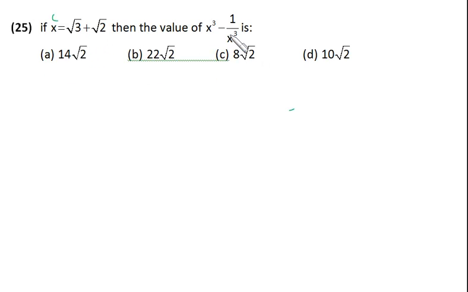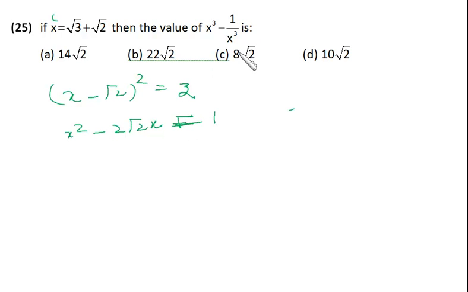If x is this, find the value of this. Now just look at the options. In the options you have been given root 2, root 2, root 2. That means we need to eliminate root 3. That is possible only when we take root 2 to this side and keep root 3 on the right-hand side. So when you square the expression, root 3 is eliminated. So (x minus root 2) whole square is equal to 3. So x square minus 2 root 2 x plus 2 is equal to 3. So this is actually 1.